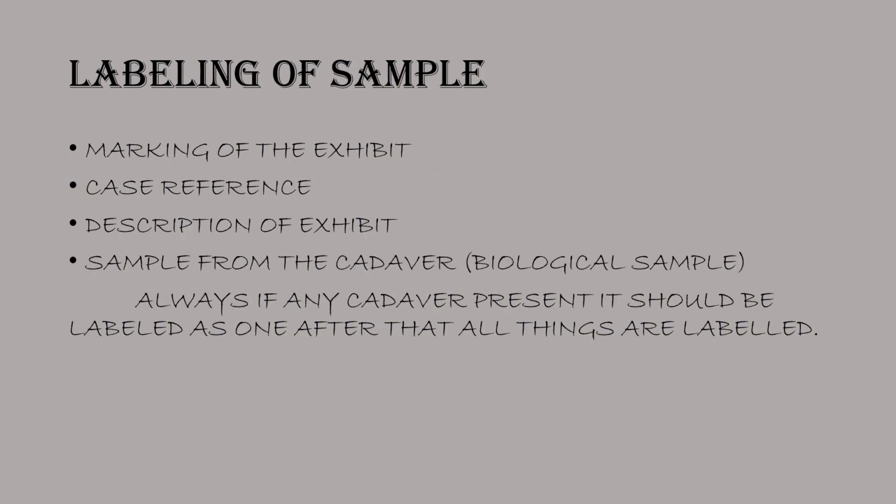Before transporting the samples collected, they are labeled, like marking the exhibits as 1, 2, 3 that are obtained from the crime scene and then labeling the same as 1, 2, 3 in the memo. Then the reference of the case is given in the same labeling. Description of all the exhibits should be mentioned, and also any sample from the cadaver, that is biological sample, if present at the scene, is also collected and labeled accordingly.